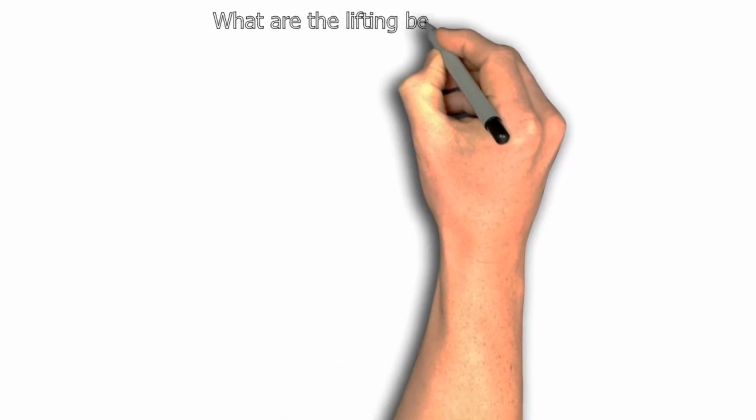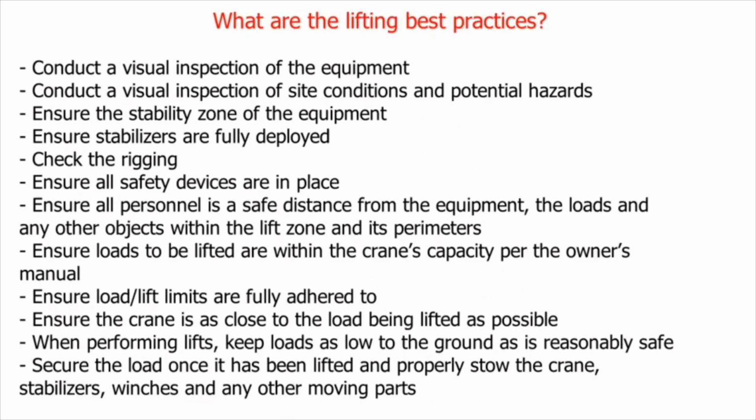What are the lifting best practices? Conduct a visual inspection of the equipment. Conduct a visual inspection of site conditions and potential hazards. Ensure the stability zone of the equipment. Ensure stabilizers are fully deployed. Check the rigging. Ensure all safety devices are in place.